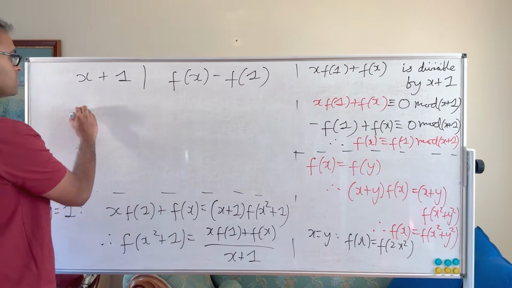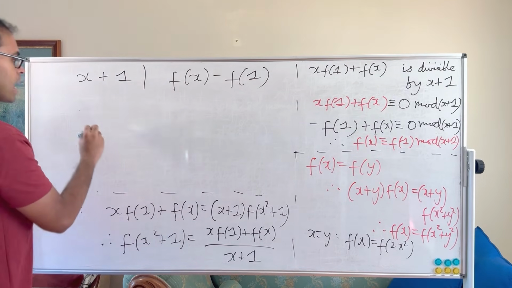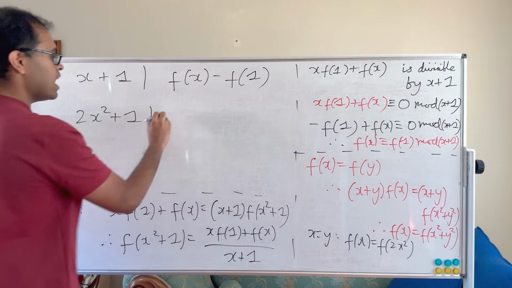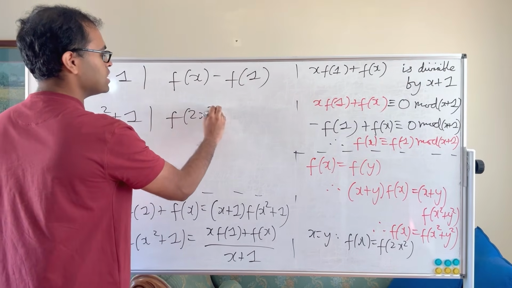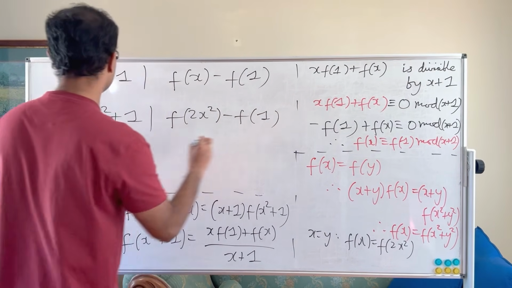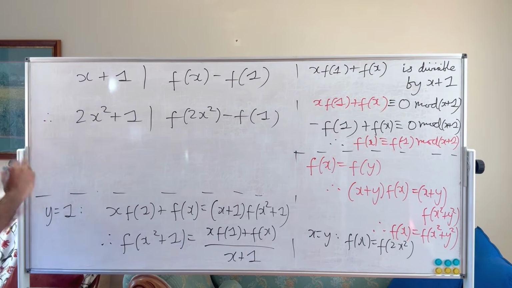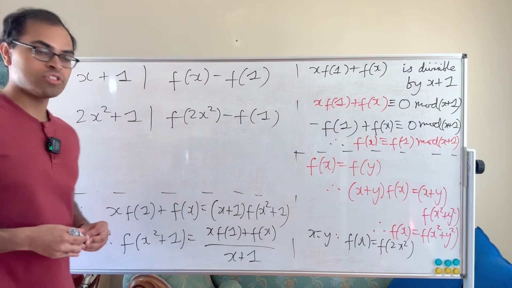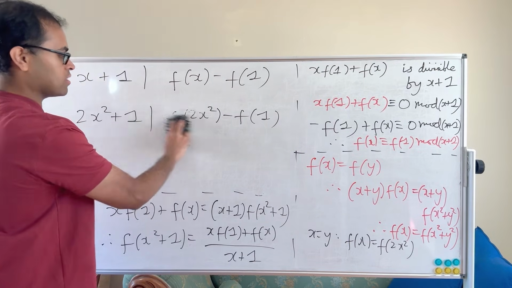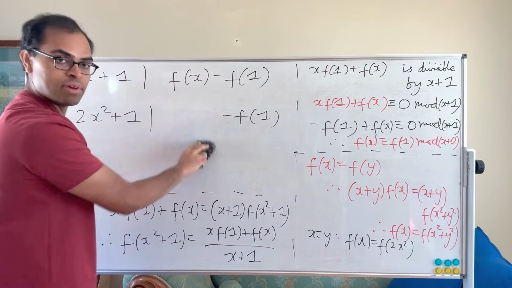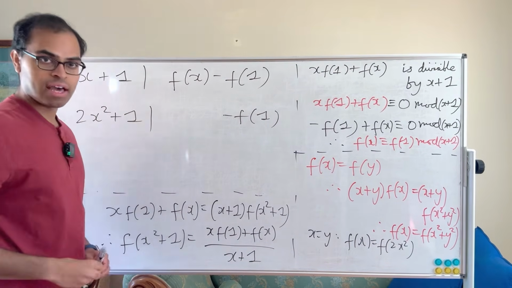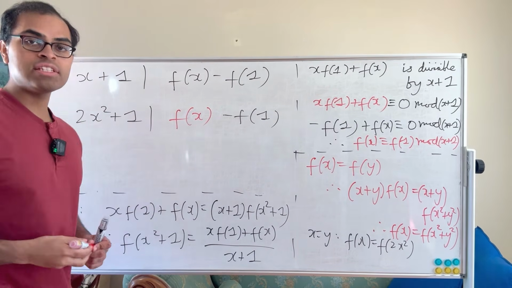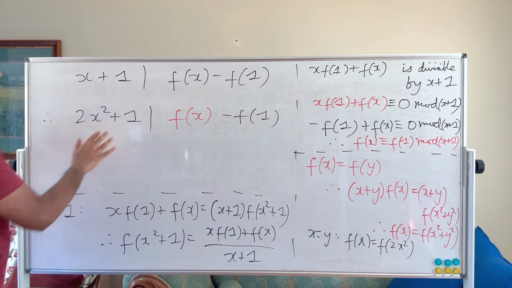So therefore we can plug in 2x squared. So we're going to get 2x squared plus 1 divides f of 2x squared minus f of 1, right? That's true. That's a special case for x replaced by 2x squared. But then of course f of 2x squared is just equal to f of x. That's what we just saw. Infinitely many values of f are equal. That was a crucial observation we made. So that's just f of x. So f of x minus f of 1 is in fact divisible by 2x squared plus 1.